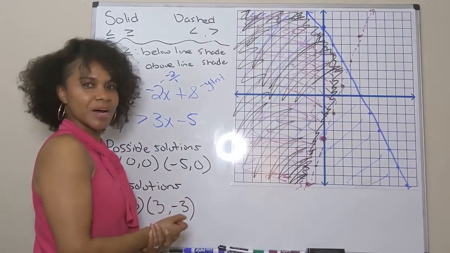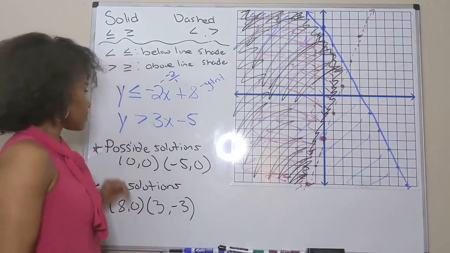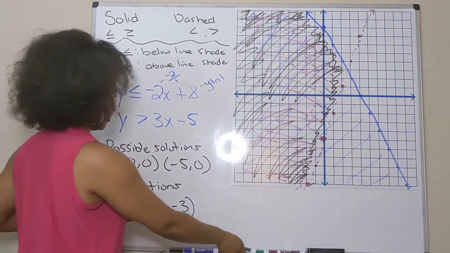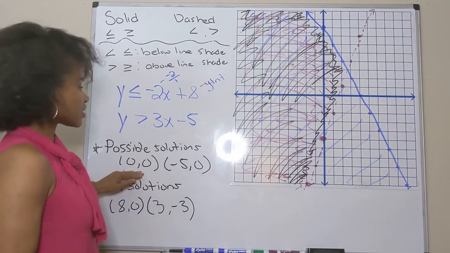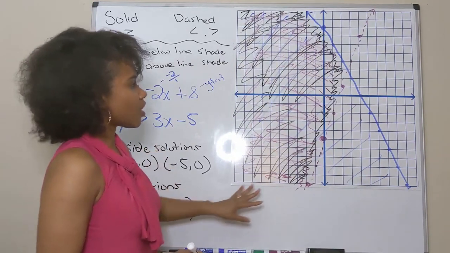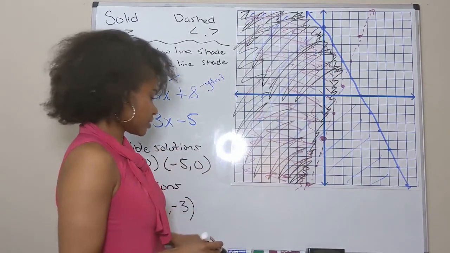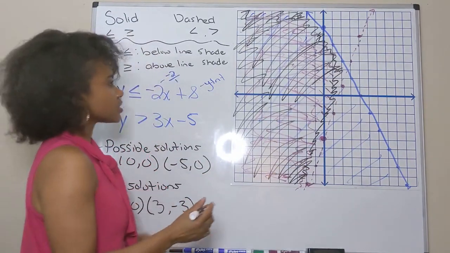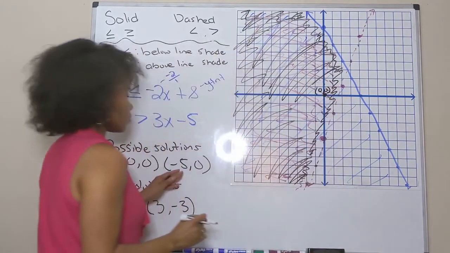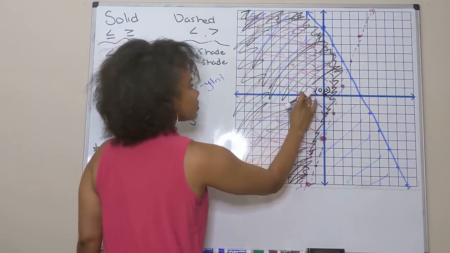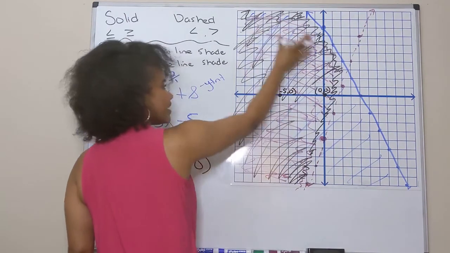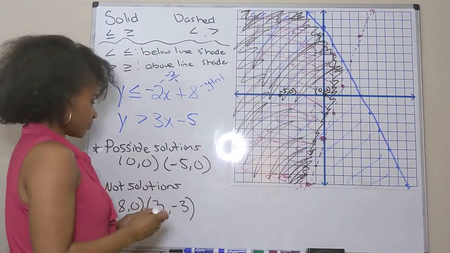Okay, so I've taken this problem a step further by putting possible solutions and not solutions. So let's analyze this graph. Possible solutions are 0, 0, and negative 5, 0, because remember, the solutions are only where the shadings of the graphs intersect. So the ordered pair 0, 0 is right here, and the ordered pair negative 5, 0 is here. So those are possible solutions. It could be any solution that is in that shaded region.